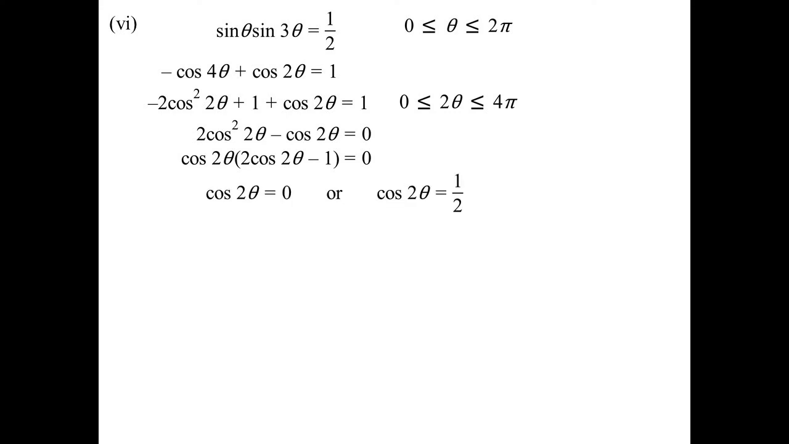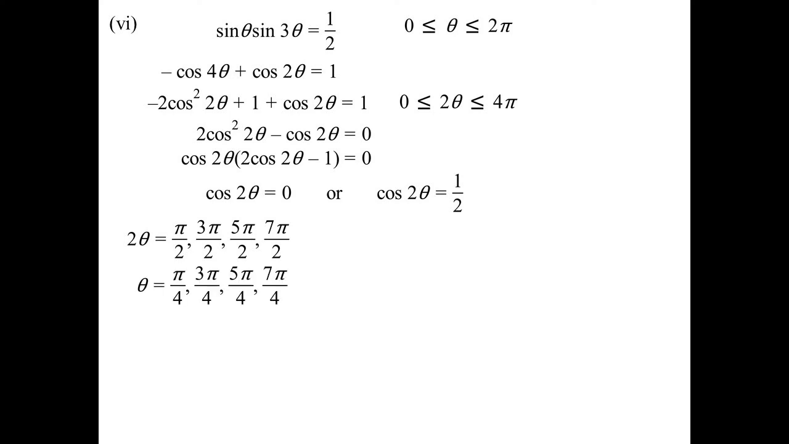Either cos 2 theta is 0 or cos 2 theta is a half. 0 is a boundary, but we're dealing with radians this time. So, and we're going around twice. So I've got pi on 2, 3 pi on 2, 5 pi on 2, 7 pi on 2. Divide everything by 2, of course, to get theta.